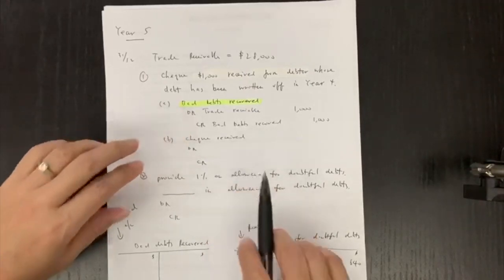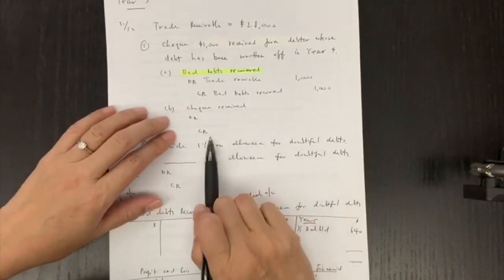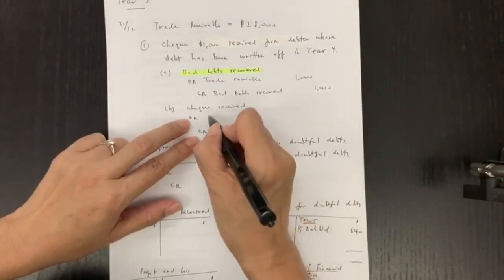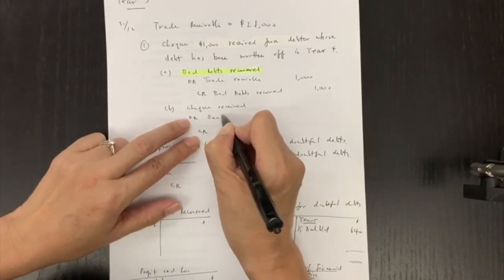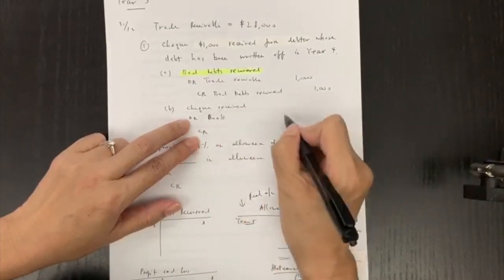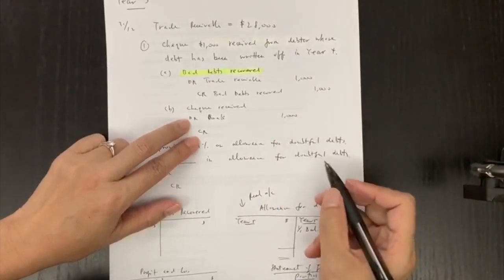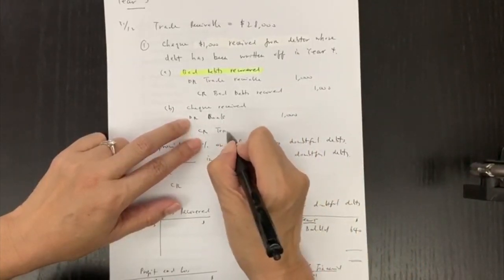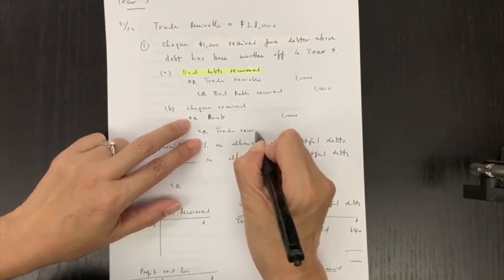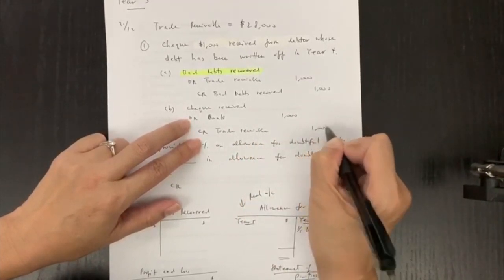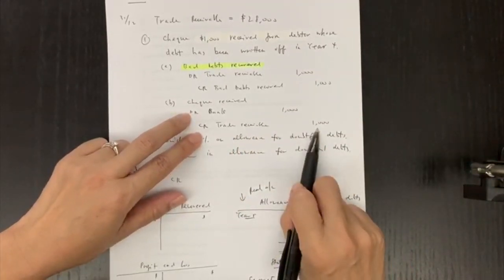Okay, and now we have cheque received. So what is the double entry? We debit bank, meaning we have more money in the bank, and we credit trade receivable as usual. Is that right?